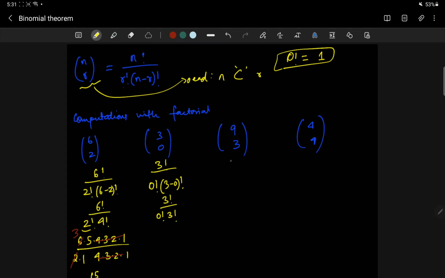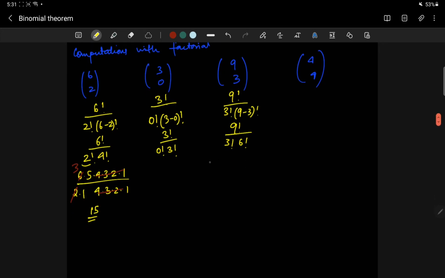9 and 3. So this is 9 factorial, 3 factorial, and 9 minus 3 factorial. So this is 9 factorial, 3 factorial, 6 factorial. Writing this out, this is 9 times 8 times 7 times 6 times 5 times 4, 3, 2, 1. Then you have a 3 times 2 times 1 and a 6, 5, 4, 3, 2, 1. Once again, cancel all of these. 2, 4, 3, 3. And what does that become? 3 times 4 is 12 times 7 is 84. So that comes out to 84.